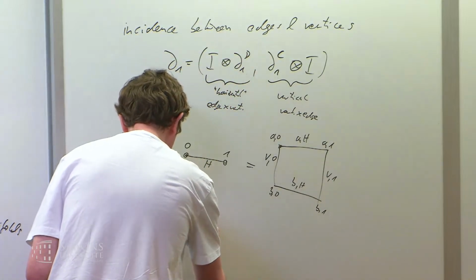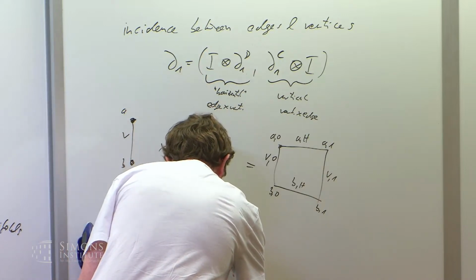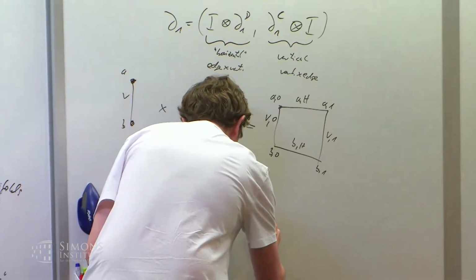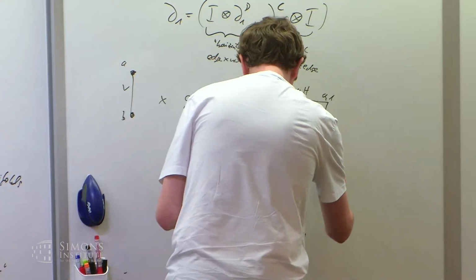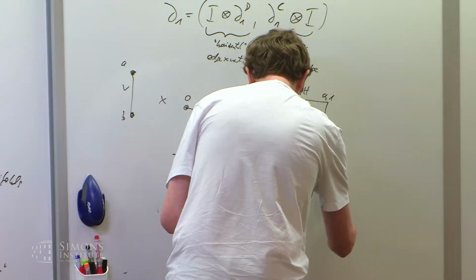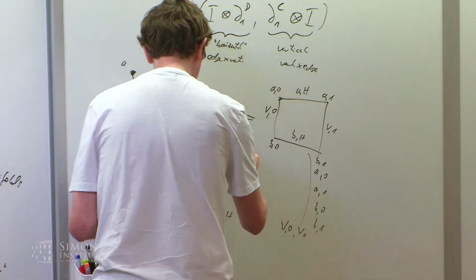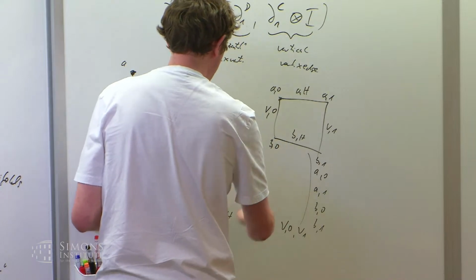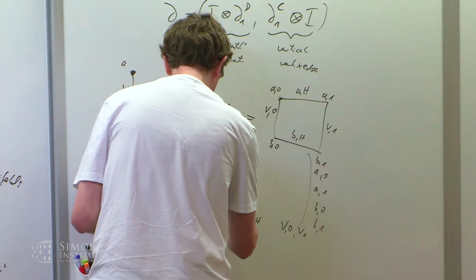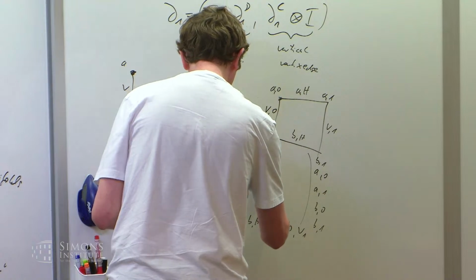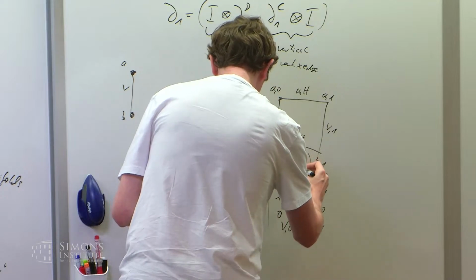And then I can check what my del1 is. First of all, columns are labeled by the edges, so AH, BH, and V0, V1, and the rows are labeled by the vertices. So A0, A1, B0, B1. Then I look at AH. This is incident to A0 and A1, so I have 1, 1 here, and this is all that this edge is incident to. Similarly, 0, 0, 1, 1. And here I have 1, 0, 1, 0, and 0, 1, 0, 1.